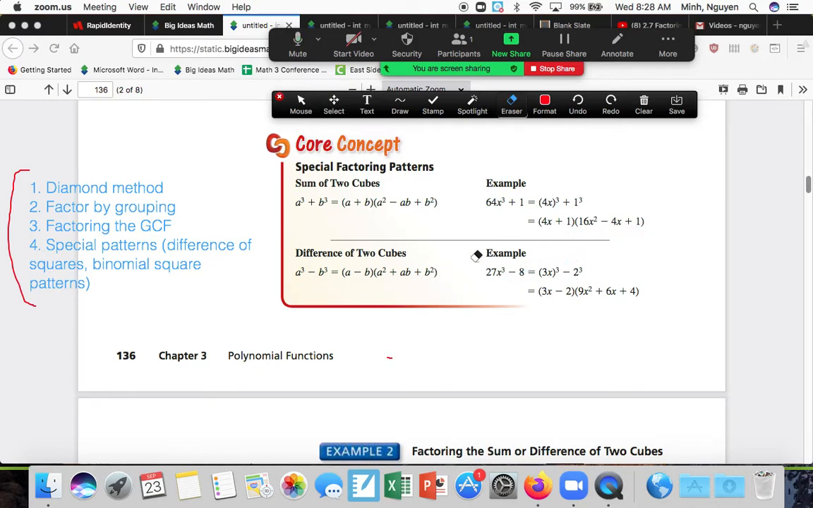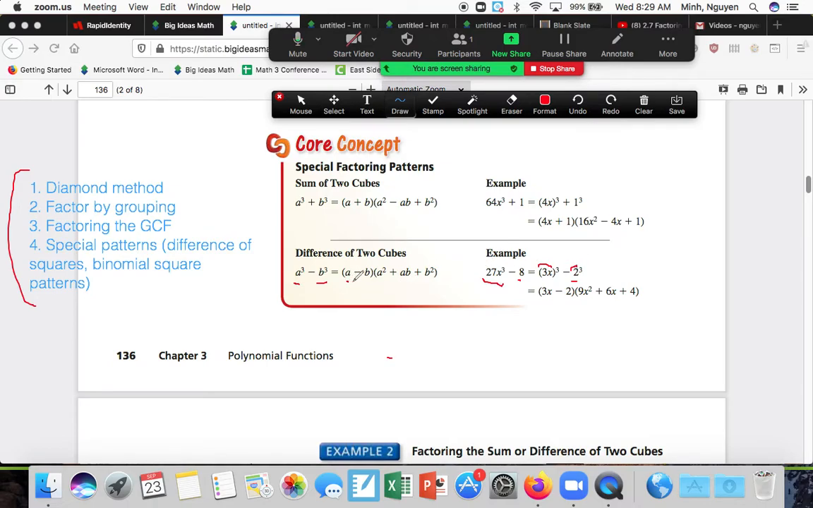This is the same, except for a difference of two cubes. Again, the most complicated thing you have to do is identifying A and B, like identifying cubes, right? So when you look at 27x cubed, you should think, okay, well, I know 27 is the cube of 3. And then 8 is also a cube. Cube of what? Cube of 2, right? So now I've identified 3x and 2 as my A and B.